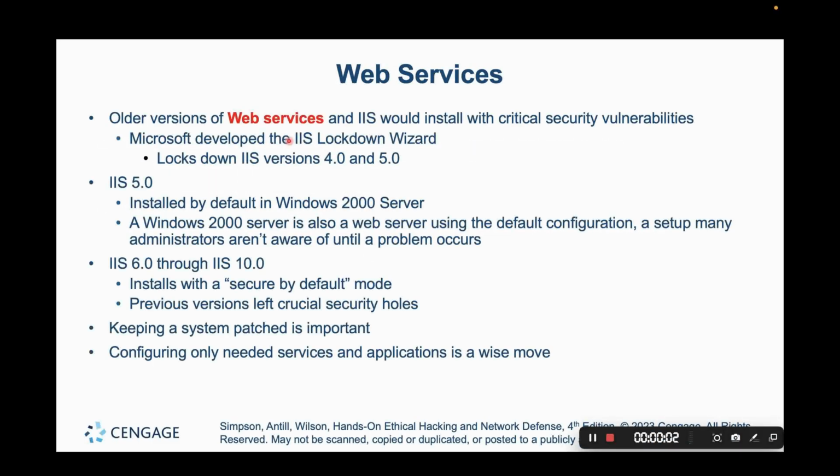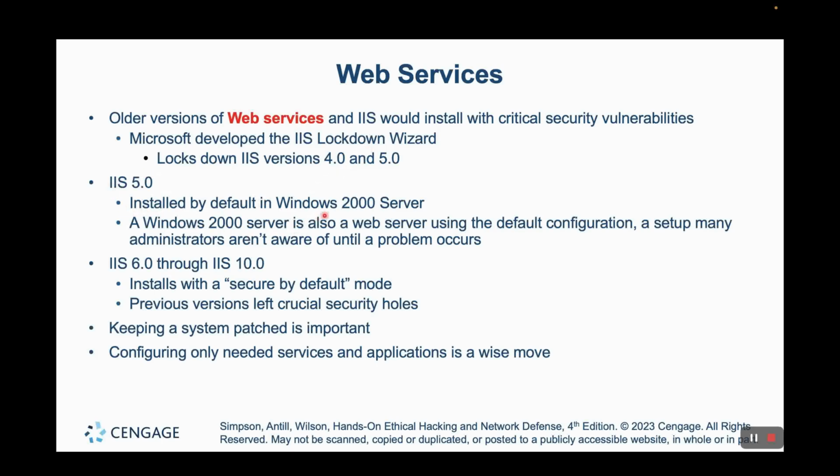Now, let's talk about web services. Those web services basically run on top of Windows operating system servers. Now, the older web services and IIS got installed with very critical security vulnerabilities, and to reduce those types of vulnerabilities, Microsoft came up with the IIS Lockdown Wizard. We used it in the past to harden the IIS web server against common vulnerabilities and attacks. In fact, it played a major role in enhancing the security posture of the web server.